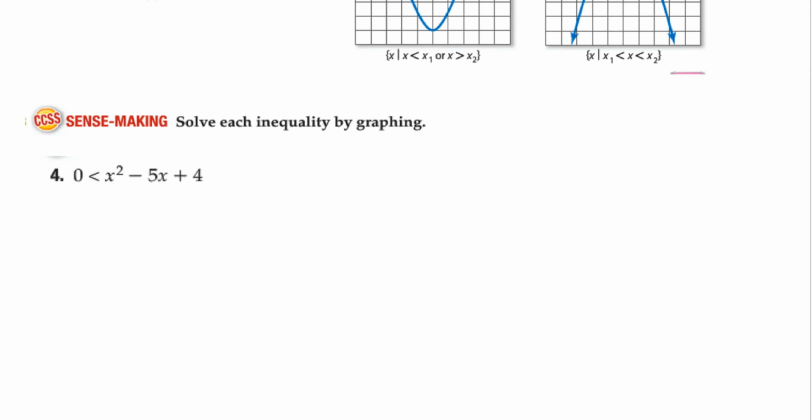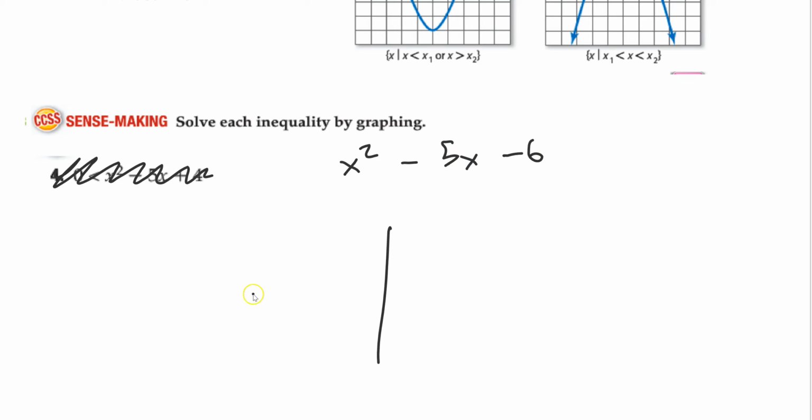So let's do an example just to show you what I mean. But next, just to start, let's take a step back and do a picture of it. Let's say I gave you x squared minus 5x minus 6. And I say the answer to this is 2 and 3. And it looks like this.